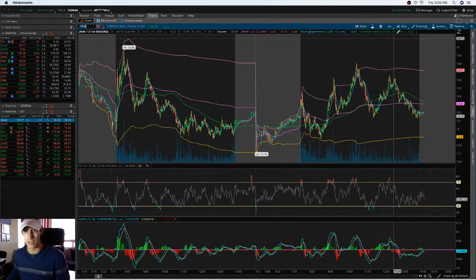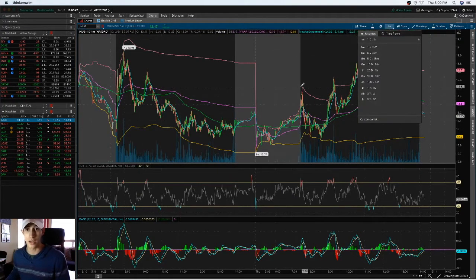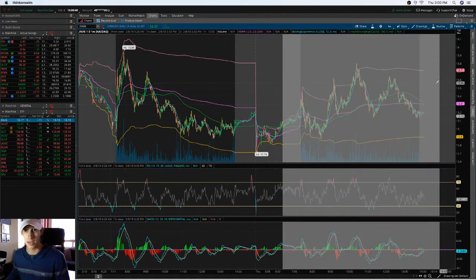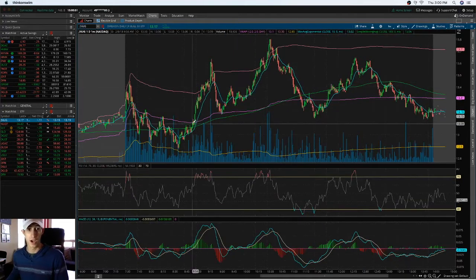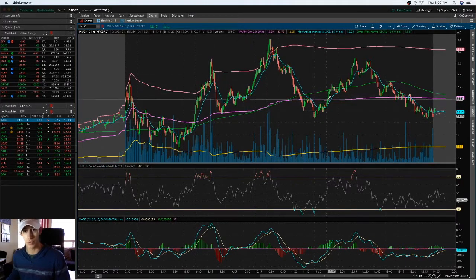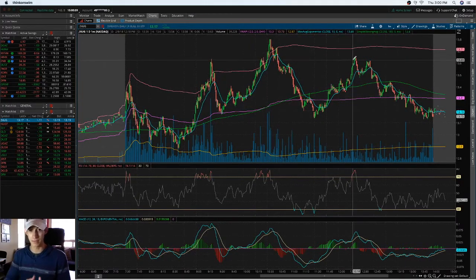Something like JNUG. JNUG had a really good day today, although it didn't close very strong. It had a really nice play. It did touch the bottom VWAP, broke above the middle, hit the top, continued to bounce there, scalping between the middle and the top VWAP. That's what I mean by something that's actively trending up. Something that's actively trending down will most likely trend between the middle VWAP and the bottom VWAP.